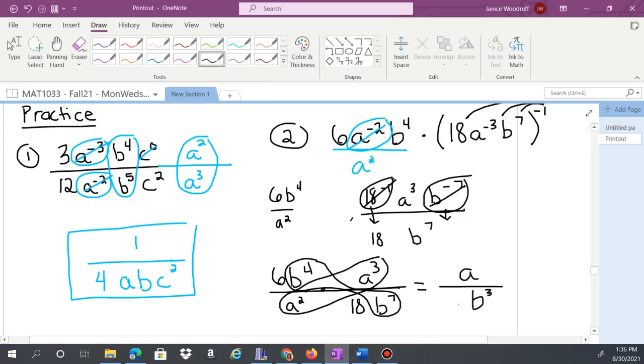Then I have 6 over 18. What's that going to simplify to? 1 over 3. Now, since you already have an a in the top, you don't need to write that 1. You can if you want. But if you saw this as a multiple choice question, it wouldn't have it. So it would just be a over 3b cubed.